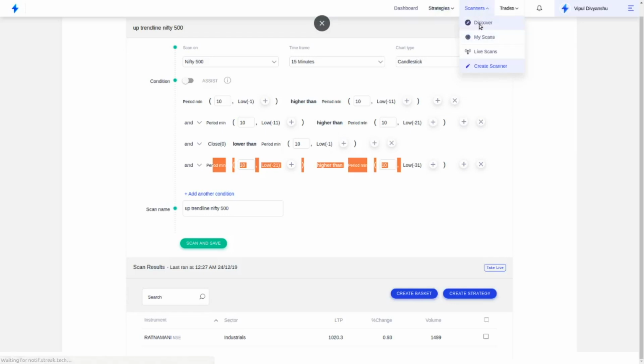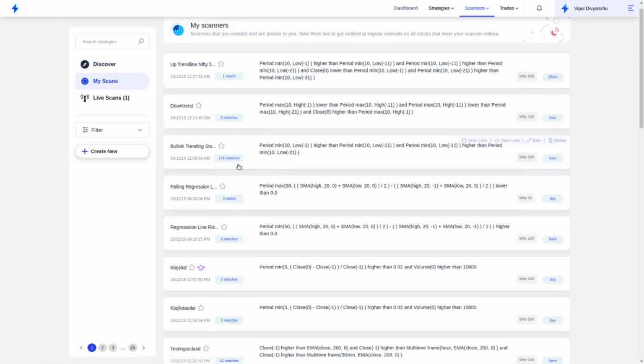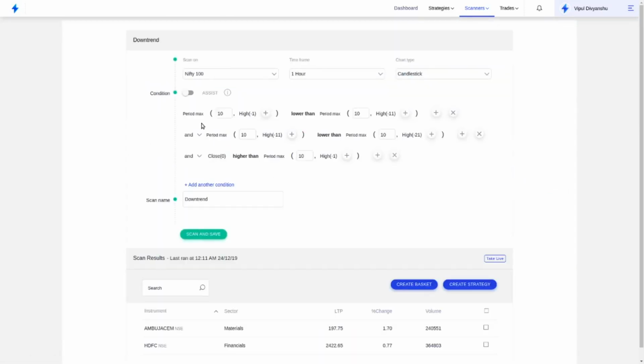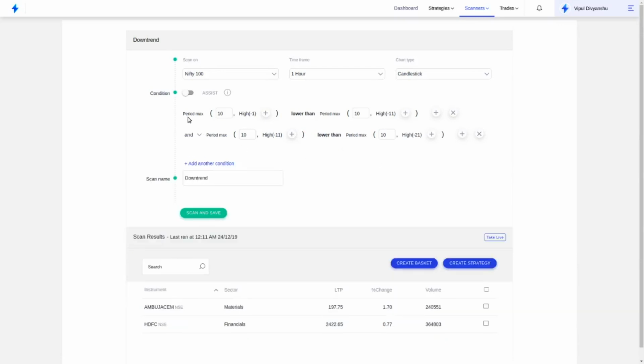So I'll just go to my scans. I think I have created one already, so let me just edit this. If you see clearly, this again has a breakout. Let's remove that. It's very straightforward.